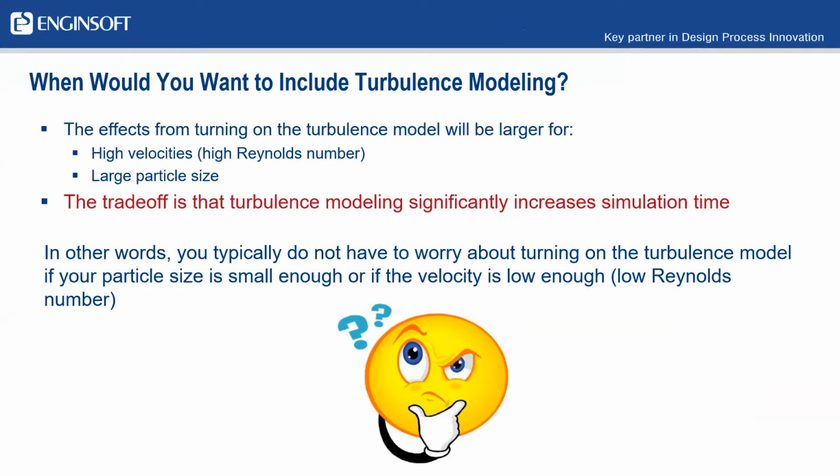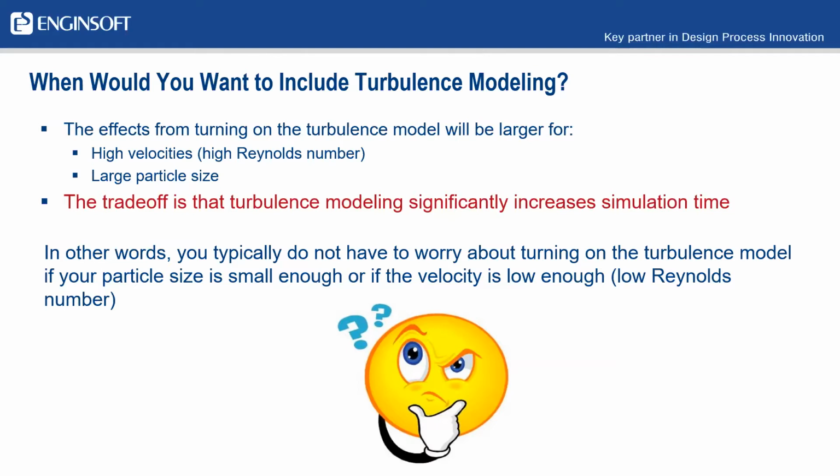And the effects are also going to be largest when you have a large particle size. If you think back to the previous slide, the effects that are able to be resolved from the particle size are going to be included in the simulation. But anything smaller than that will have to be resolved using this turbulence modeling. And so if the particle size is too large to capture the physics of what you're trying to look at, then turning on the turbulence modeling will have a bigger effect.